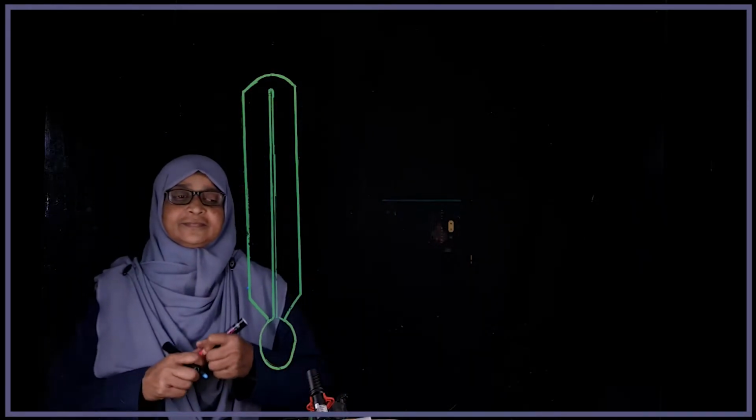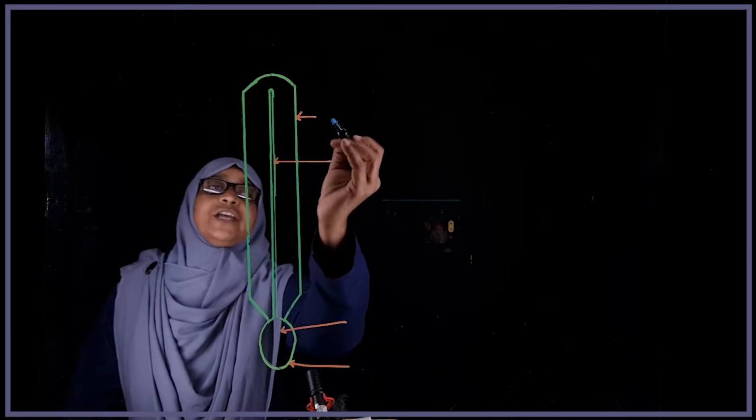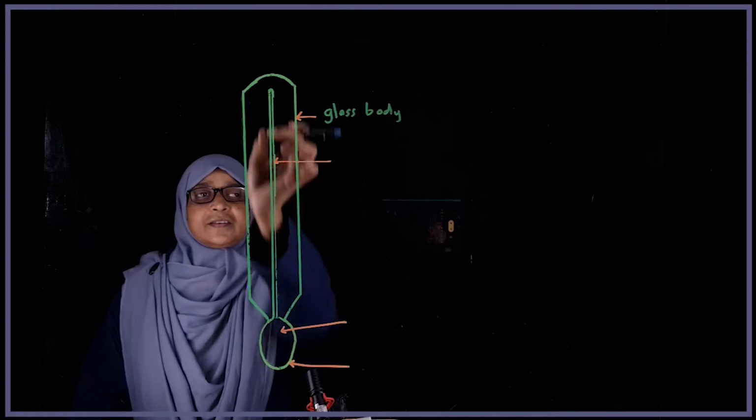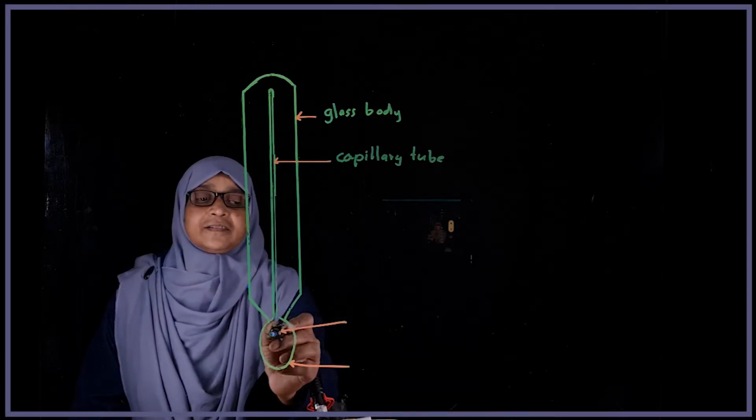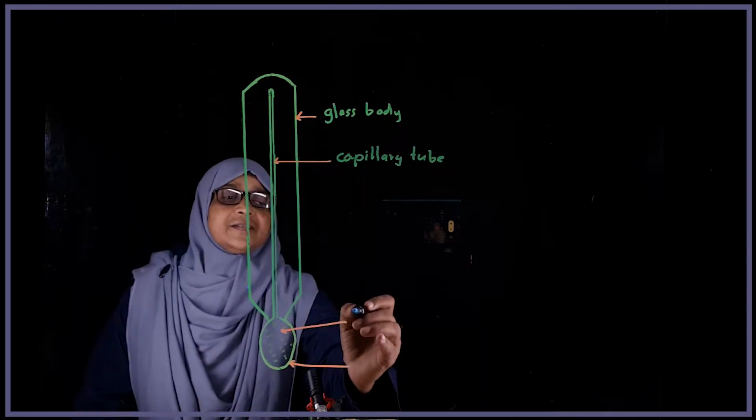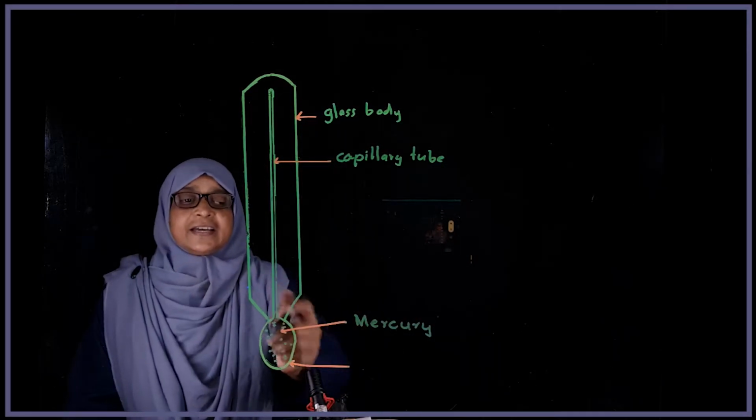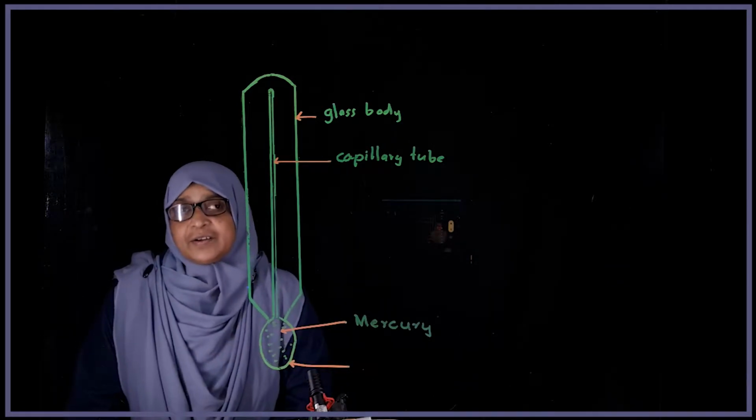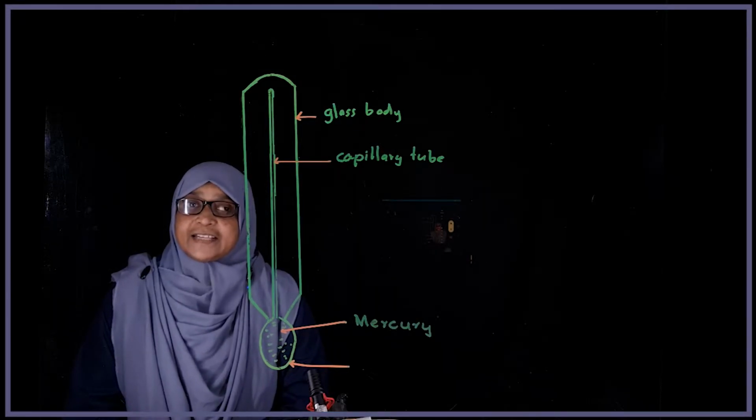Okay, now let us name these parts. This is the glass body. Inside the glass body, the capillary tube. Inside, filled with mercury. If it is an alcohol glass thermometer, this bulb is filled with alcohol. As the alcohol is colorless, it is colored with red.